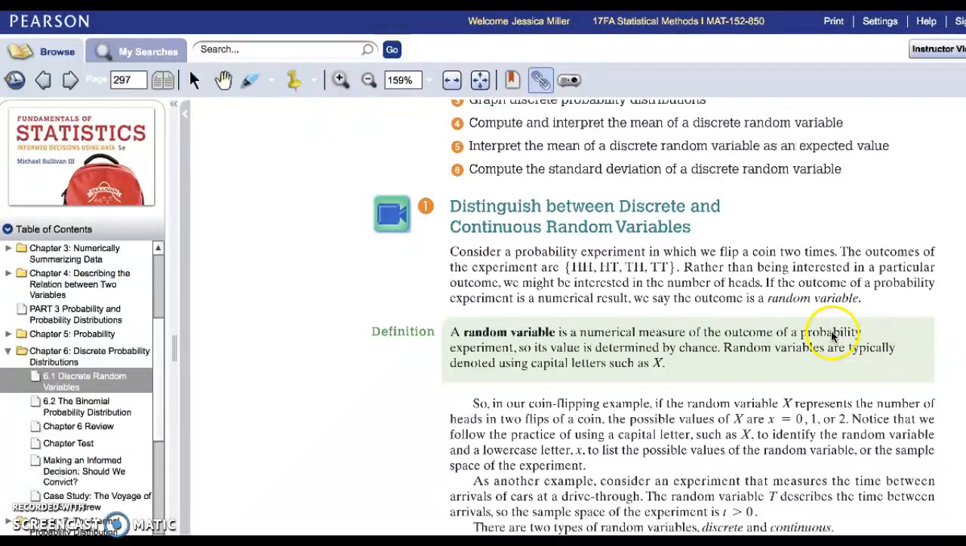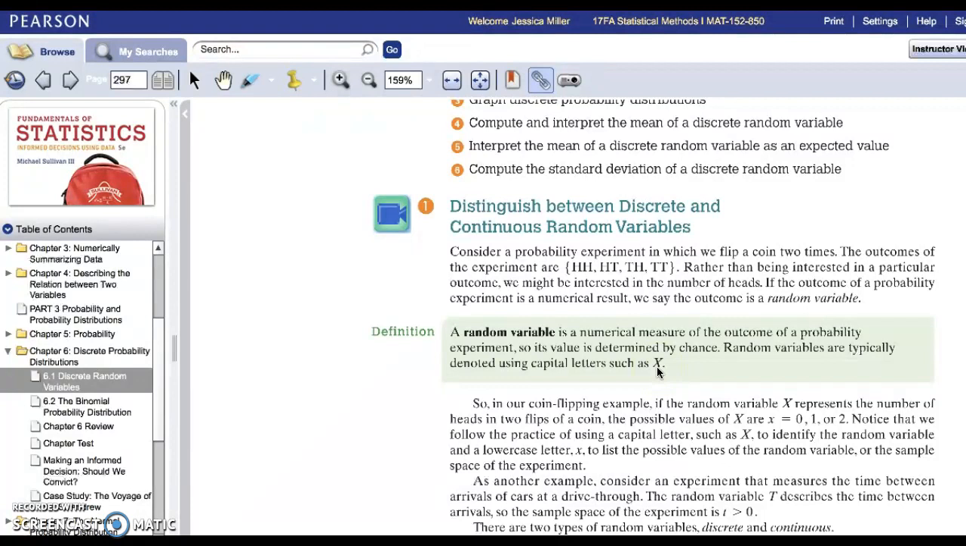So your book lists a definition here that sounds a little bit cryptic. They tell you a random variable is a numerical measure of the outcome of a probability experiment. So its value is determined by chance. Random variables are typically denoted using capital letters such as capital X.